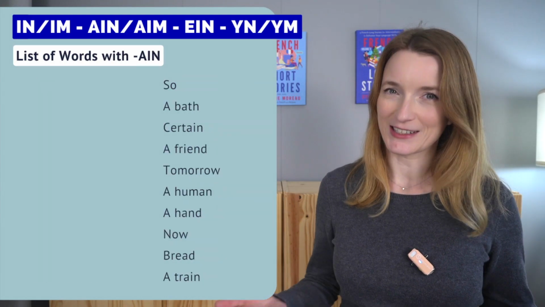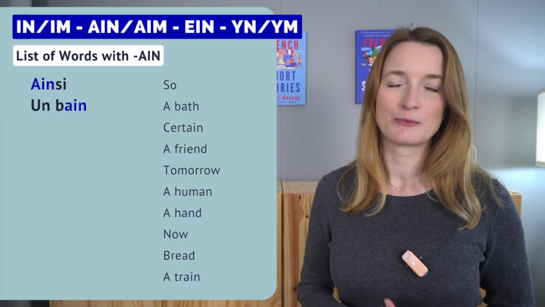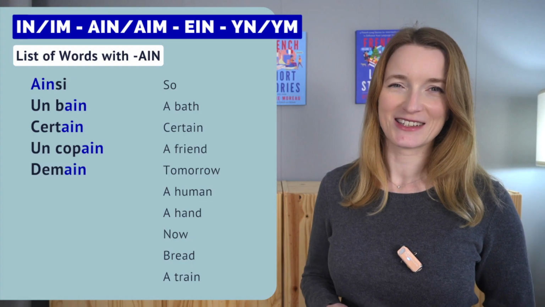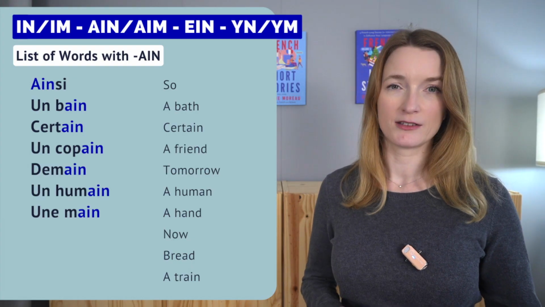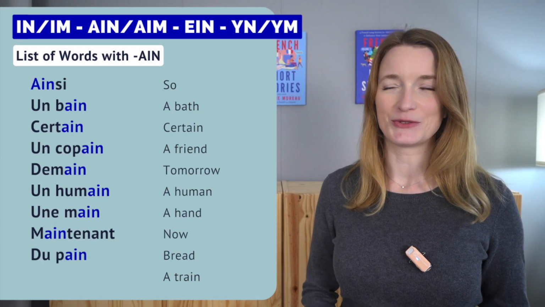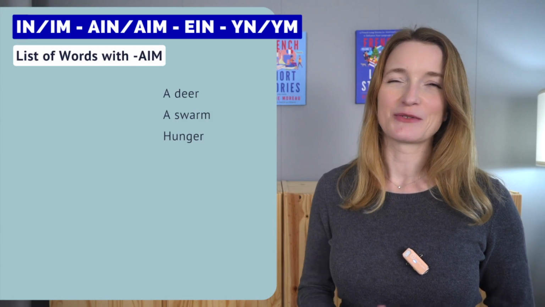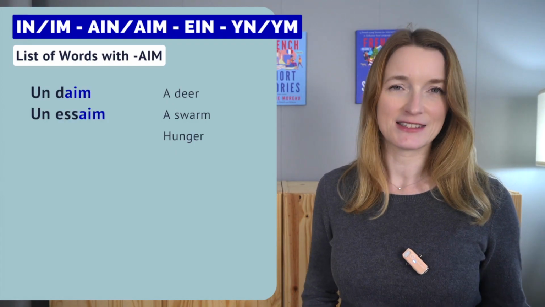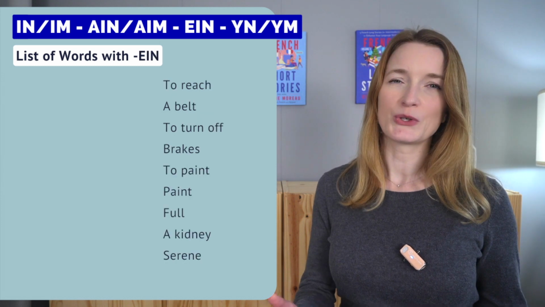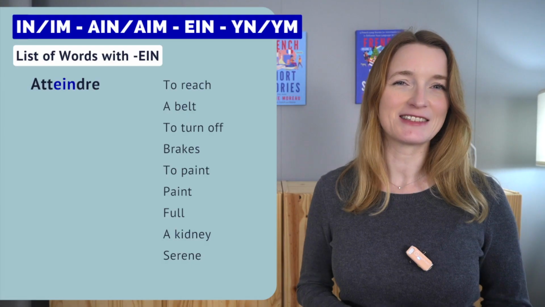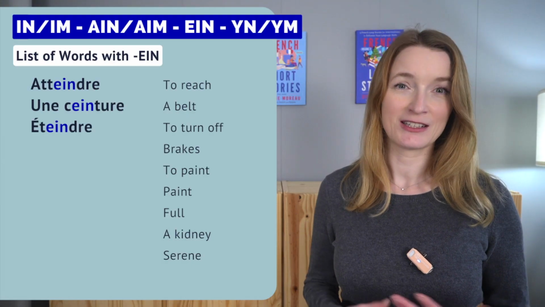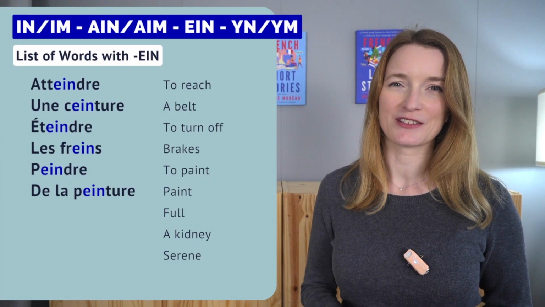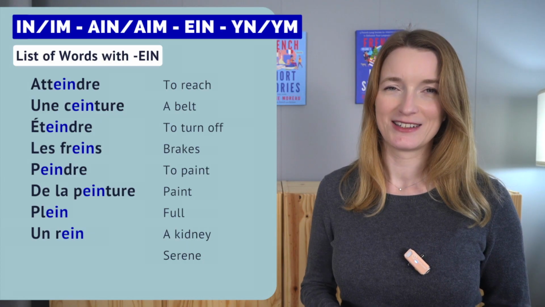A-I-N, also pronounced un, we have ainsi, un bain, certain, un copain, demain, un humain, une main, maintenant, du pain, un train. List of words including A-I-M, we don't have that many. We have un daim, un essaim, la faim. E-I-N, a little bit more. We have atteindre, une ceinture, éteindre, les freins, peindre, de la peinture, plein, un rein, serein.